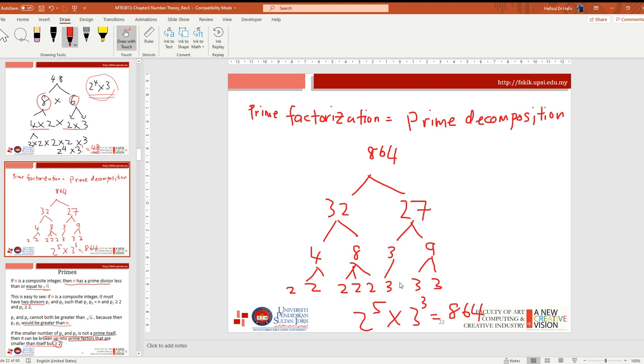Prime factorization is also known as prime decomposition. They are the same. You have to factorize it to get this. In the exam, if it is asked as integer factorization, you have to do it like this. Any integer can be factored into its constituent prime factors by repeated application of this algorithm.